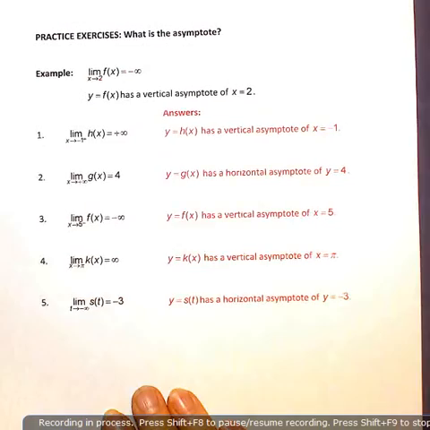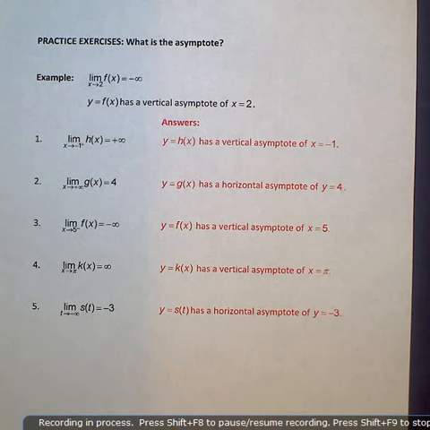Okay, are you done? Here we go. Here are the answers. How did you do? Did you get all 5 of these right? I certainly hope so.